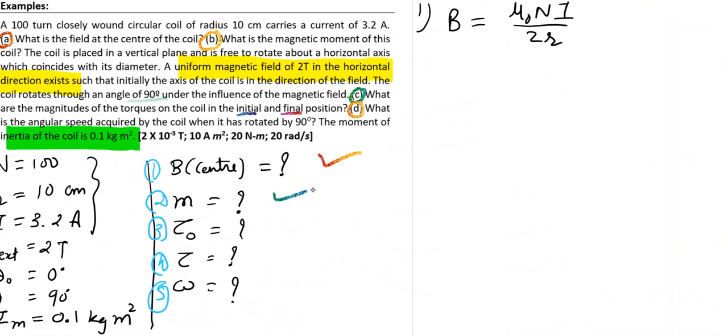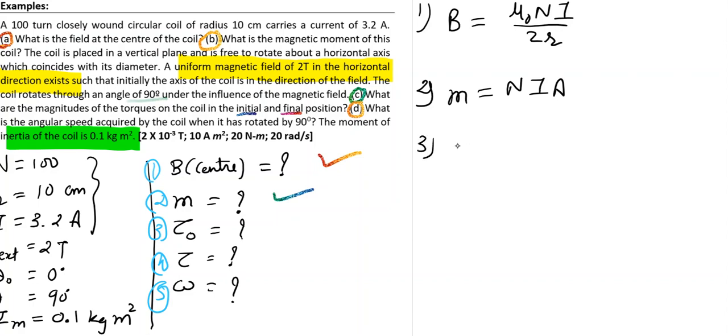Second one is also equally easy with the formula known. So m is NIA. The magnetic moment or magnetic dipole moment of a coil is NIA. So again, we have all the data available and we should be able to find it out. Let us move to the third one.